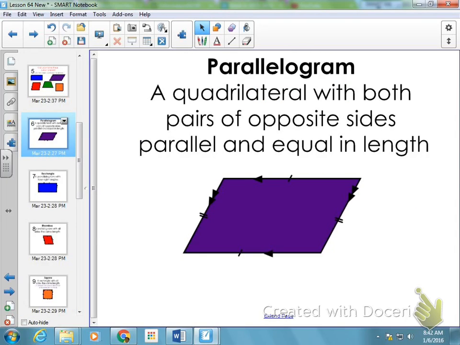Okay, so this is your second note. Make this note: what is a parallelogram. A parallelogram is a quadrilateral. We know a quadrilateral is just a polygon with 4 sides. A quadrilateral with both pairs of opposite sides parallel and equal in length. So this side is going to be equal and parallel to this side. This side is going to be parallel and equal to this side. So why don't you pause the video, write this down, and draw this shape.